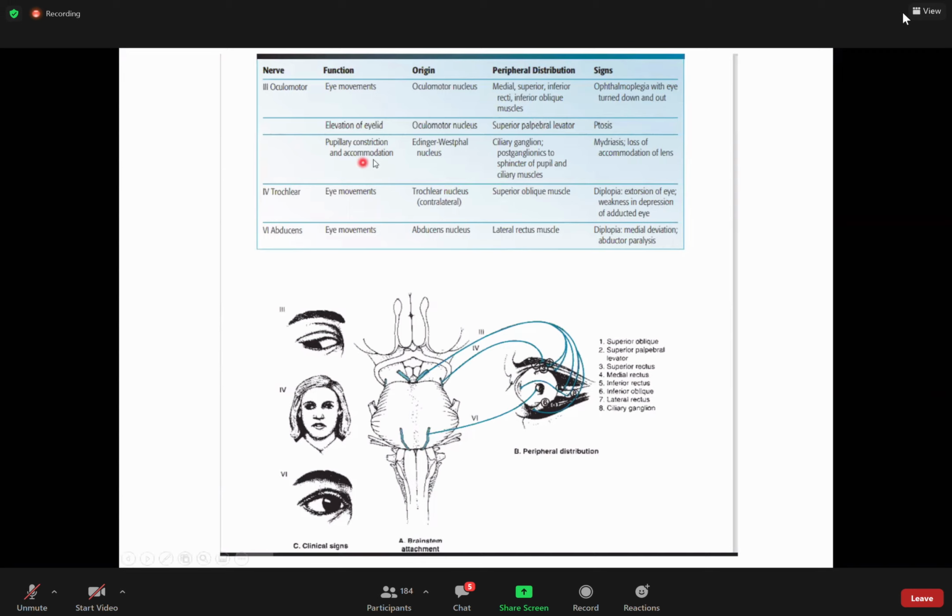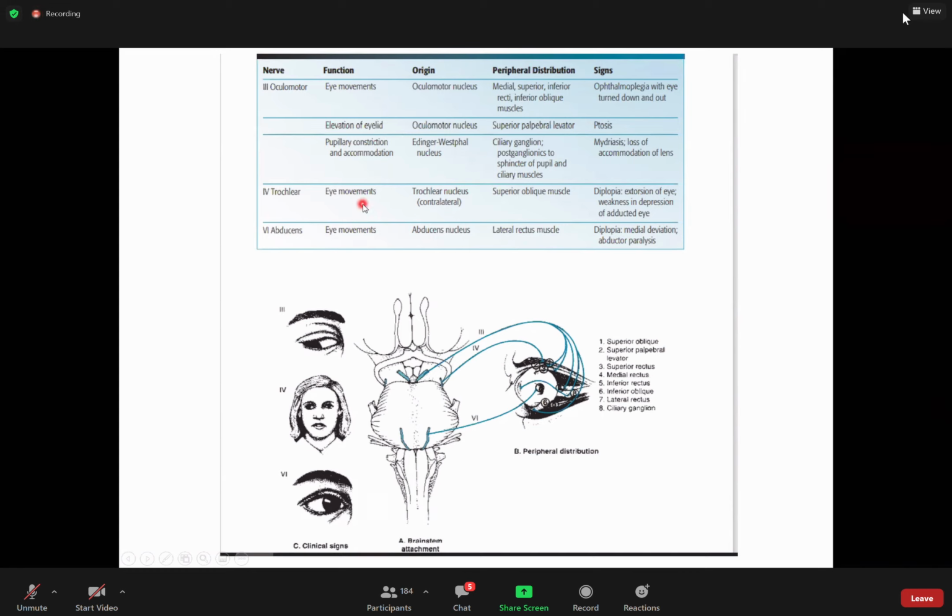And then because of the parasympathetic nucleus, there would be loss of pupillary constriction and loss of accommodation, because you are not supplying the constrictor pupillae as well as the ciliary muscle. So there is mydriasis, which is the dilatation of the pupil, and loss of accommodation of the lens. So these are the findings for the oculomotor nerve. This is given a little bit more in a summary form.